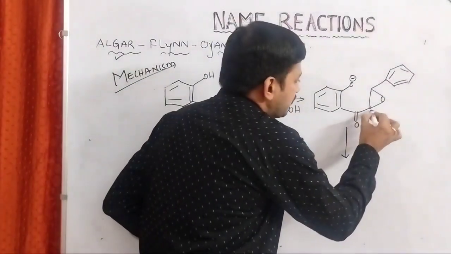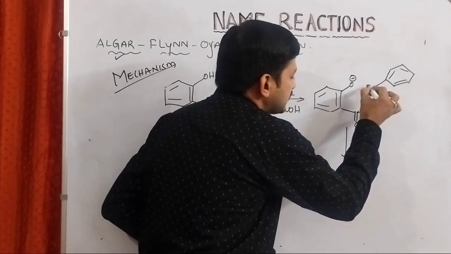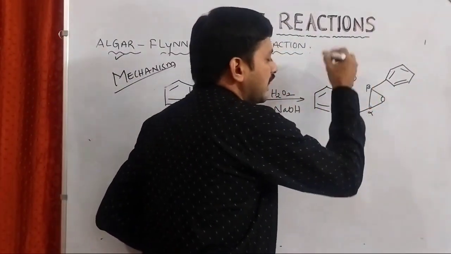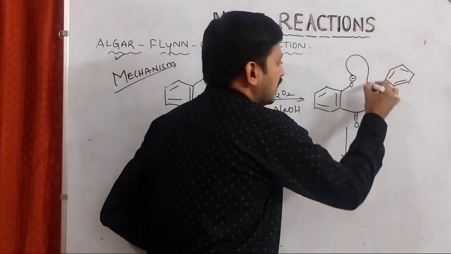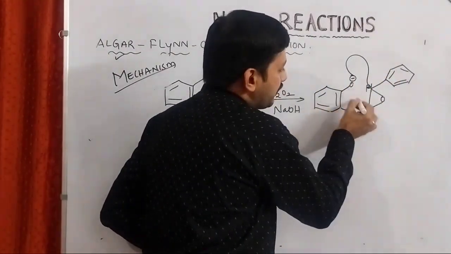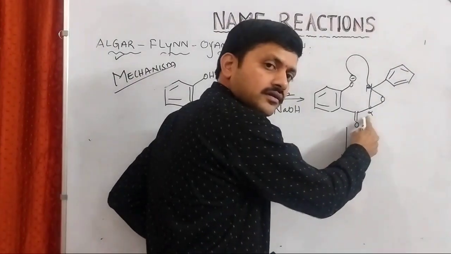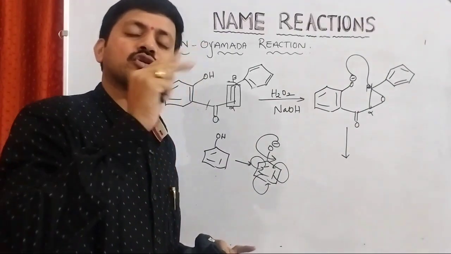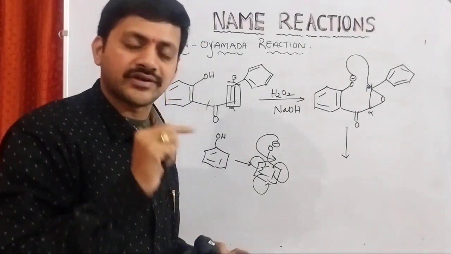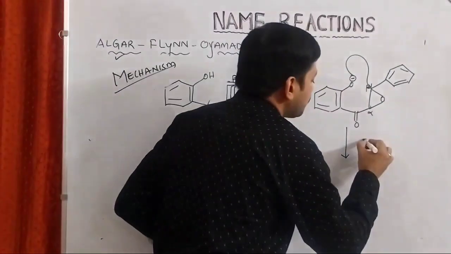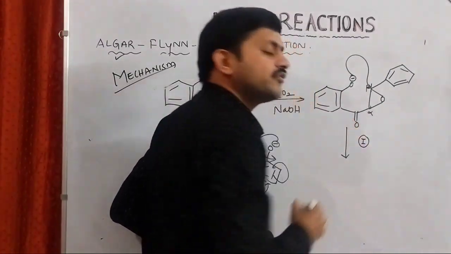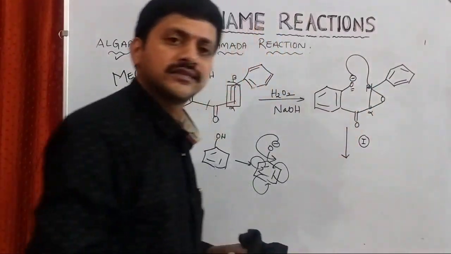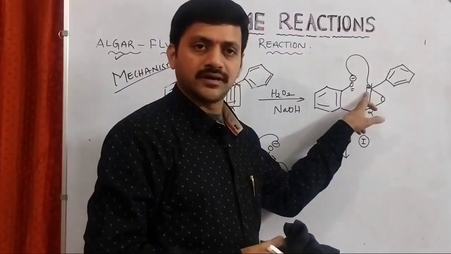With respect to this pi bond, this is the alpha position, this one is the beta position. The negative charge can approach either the beta carbon or the alpha carbon. It means we are going to have 2 pathways for the formation of the products. Let us see the first pathway. Pathway 1 is the attacking of the negative charge on the oxygen atom to the beta carbon.